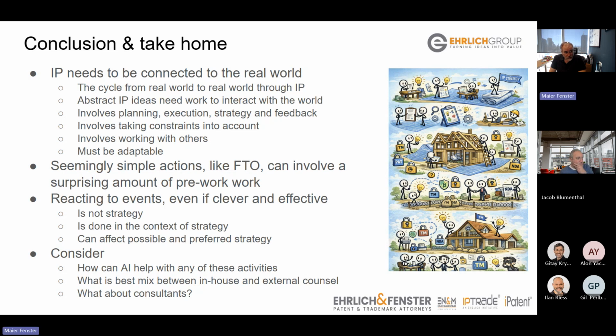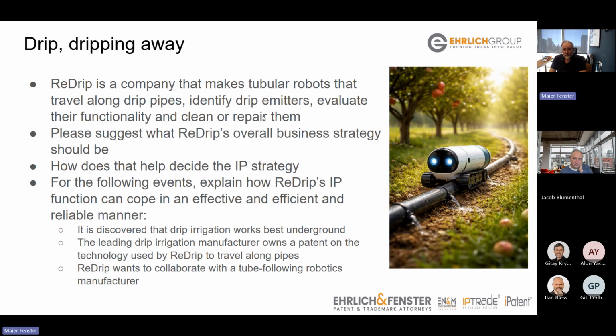And I'd like you to think about this at home. All of these things I talked about, how can AI help? And if we're not using AI, what is the right division of labor between in-house and external IP counsel, management, and so on? And in fact, can all of it be done using consultants? I think not, but you don't have to agree.